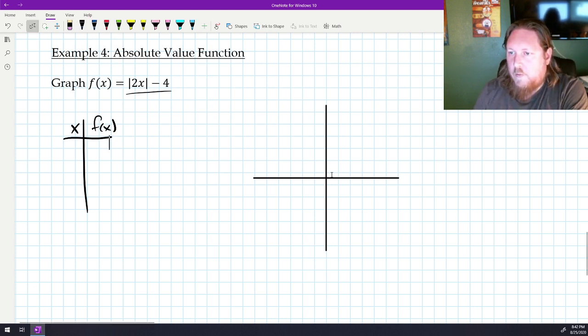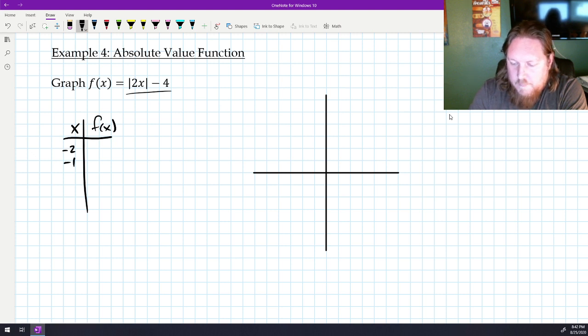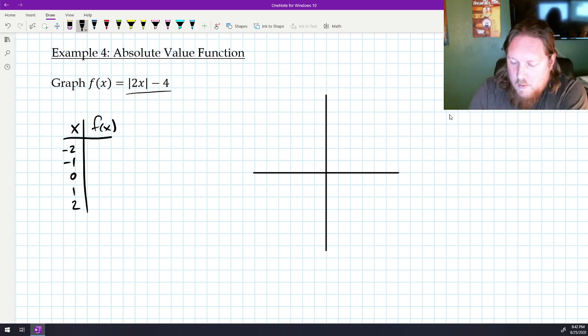How about we go with, fix my graph there. Let's do the standard: negative 2, negative 1, 0, 1, and 2. Absolute value of 2 times negative 2 minus 4. Well, that's negative 4, absolute value, minus 4, or 0.